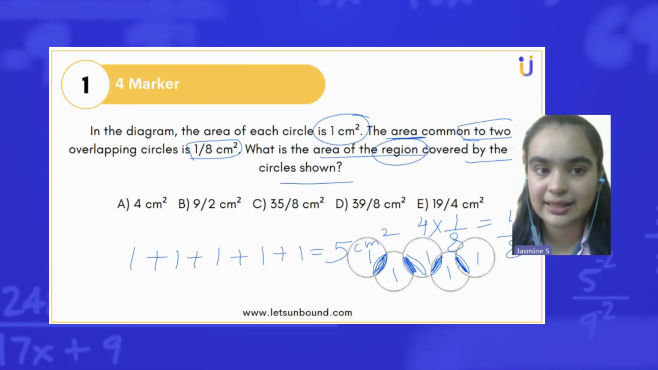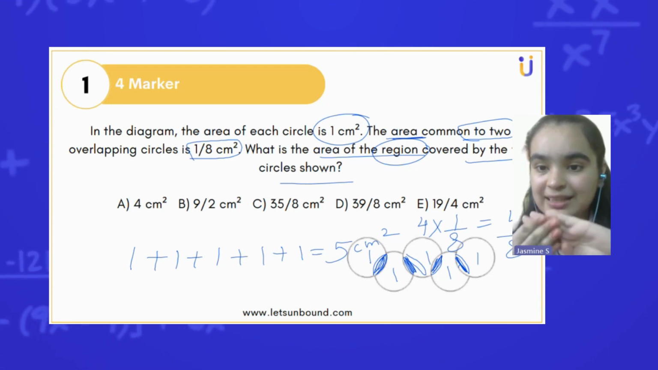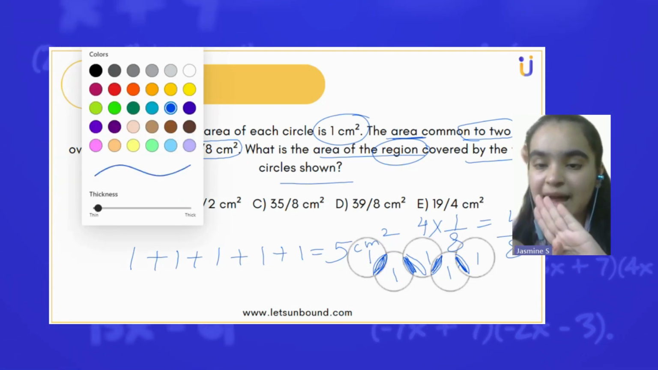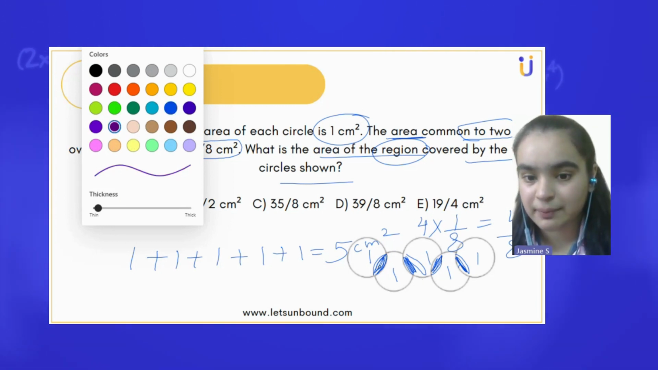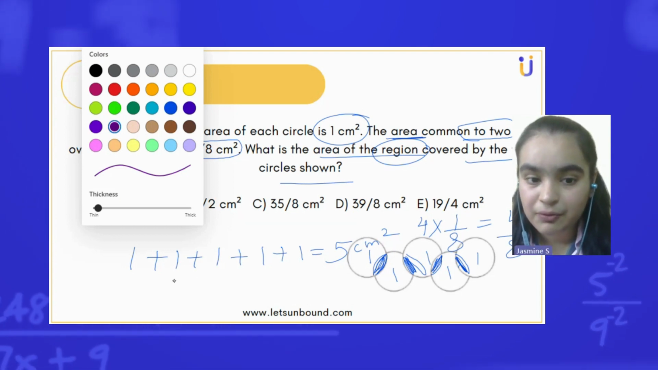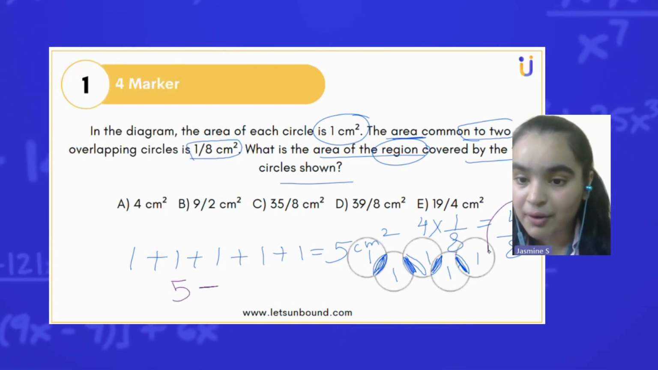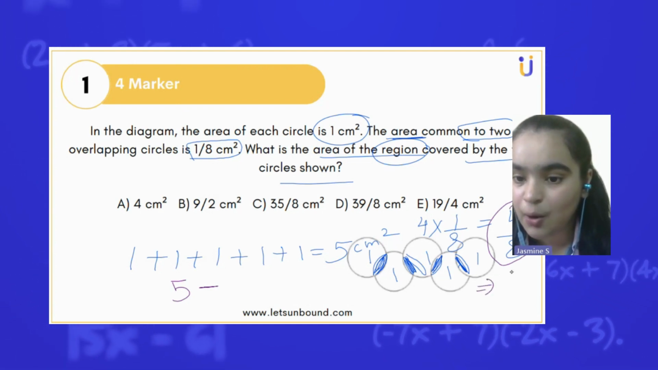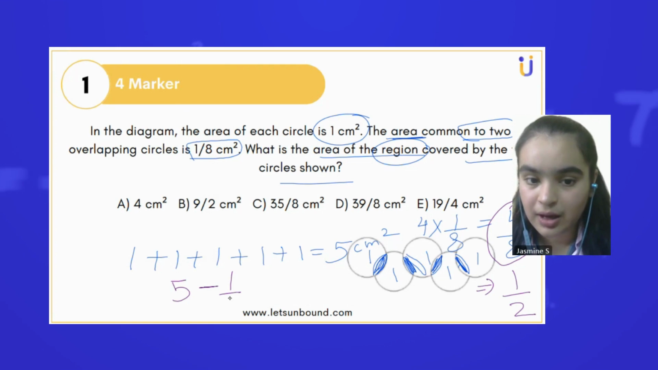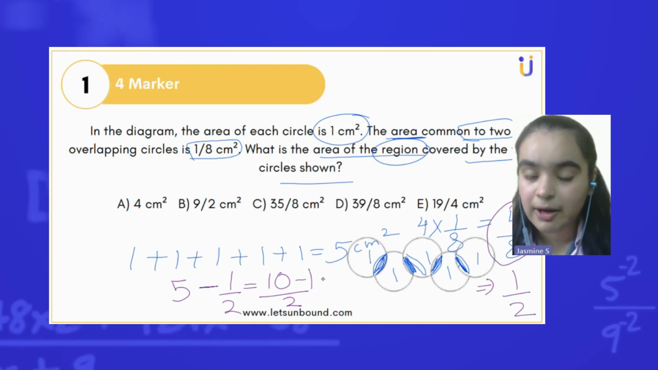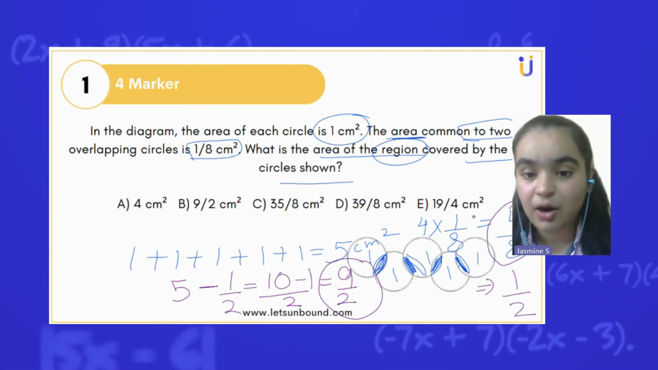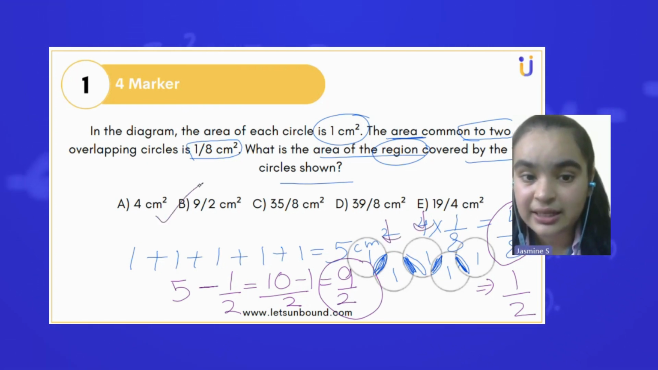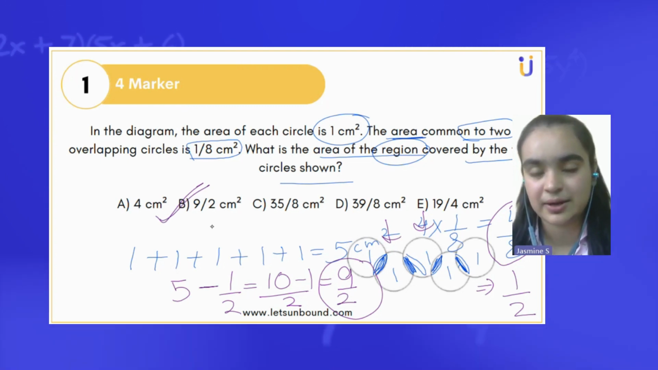Basically, we have to remove the area that was overlapped because that is already counted twice. So we can remove that much area and we will have the proper area of the figure shown. What we have to do now is 5 minus 4/8, or else we can say 1/2. After taking the LCM, it will be 10/2 minus 1/2, or else we can say it is 9/2. So the area of this figure is actually 9/2 centimeter square.